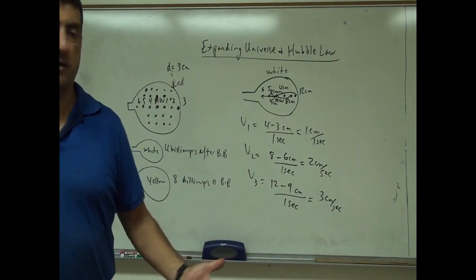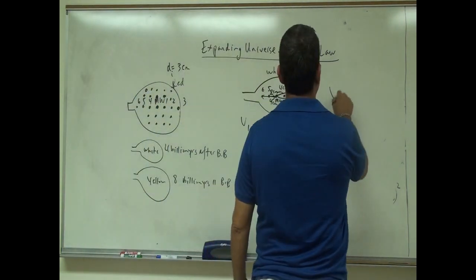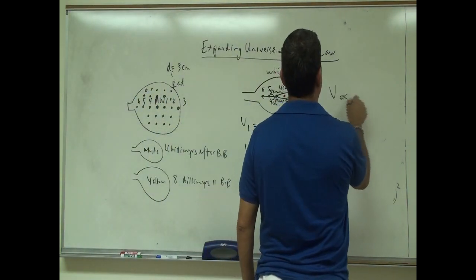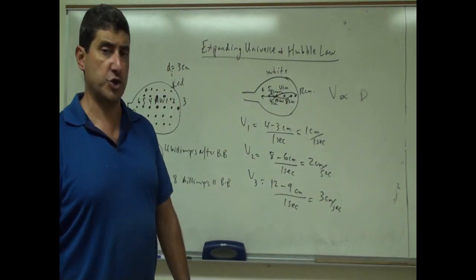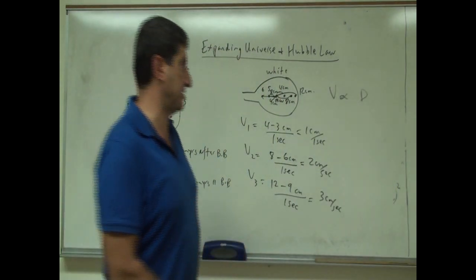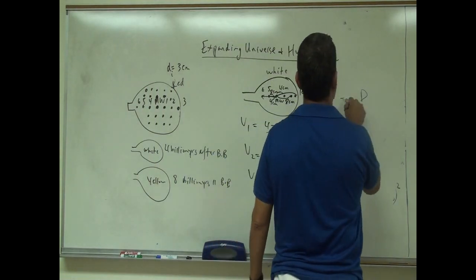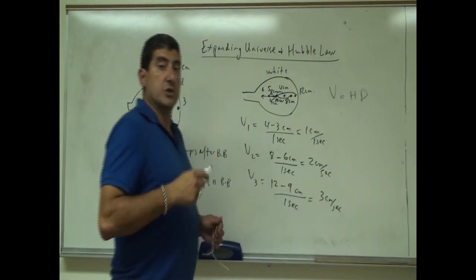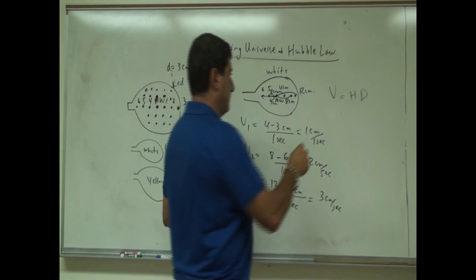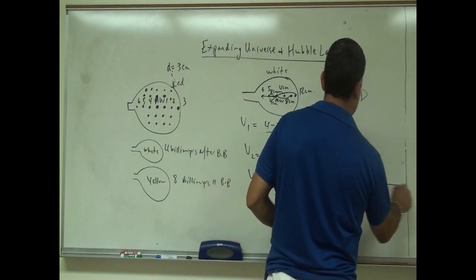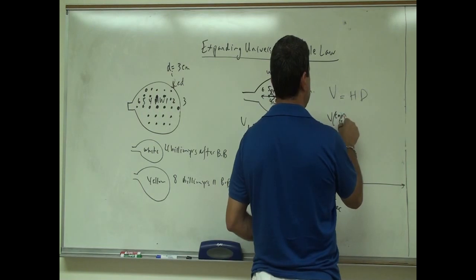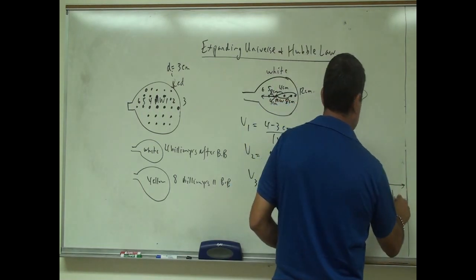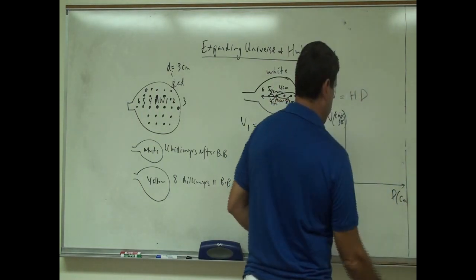This is the Hubble Law, right? So we can say the velocity of a galaxy is proportional to the distance of the galaxy from you. And the constant of proportionality is known as the Hubble constant. So now we can make a graph of this. The vertical axis will represent the velocity of the galaxy in units of centimeters per second. And this is the distance in units of centimeters, right?